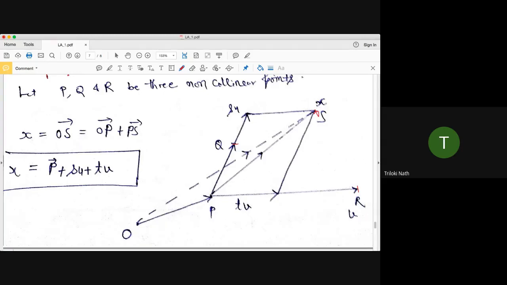Because if the point P is here, Q is here, R is here, then you have a plane, this plane, in which this picture is depicted in the plane paper. So this plane paper is actually the plane passing through the points P, Q and R.